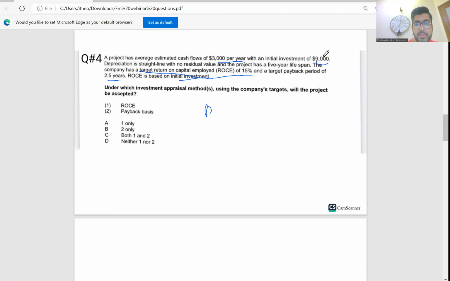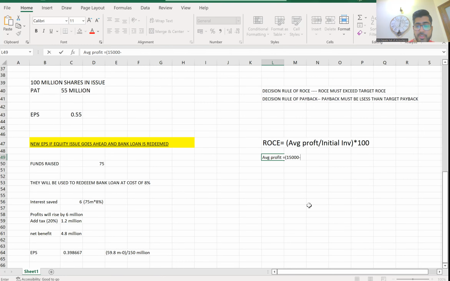If 9,000 is the investment, that means the whole 9,000 will be charged as depreciation. So total taxable profit 15,000, less total depreciation 9,000, divided by life, 5 years. This will give you average profit as 1,200. That is total taxable profit of 15,000 for 5 years, less the full 9,000 depreciation, over the life of 5 years.